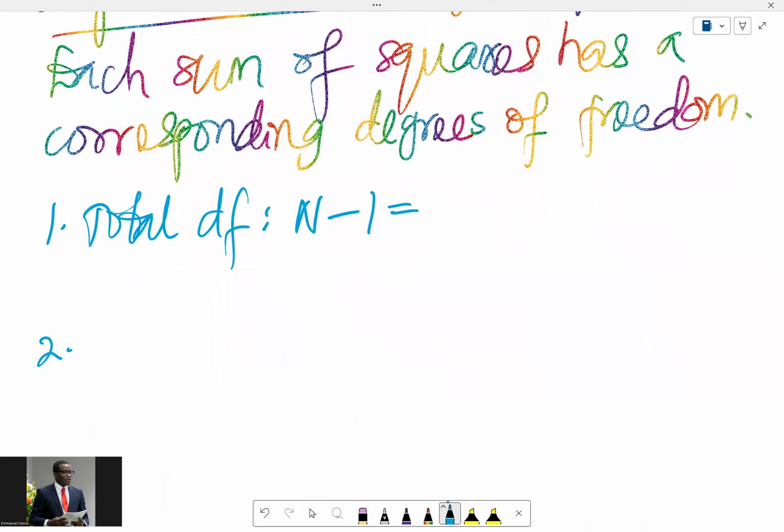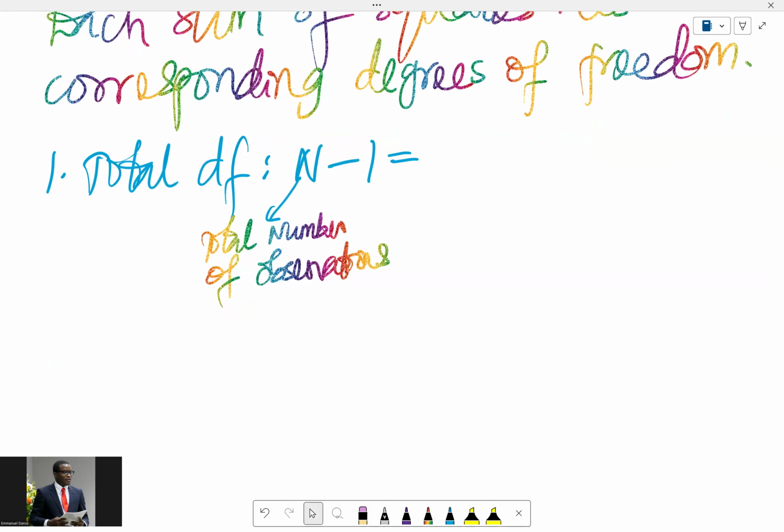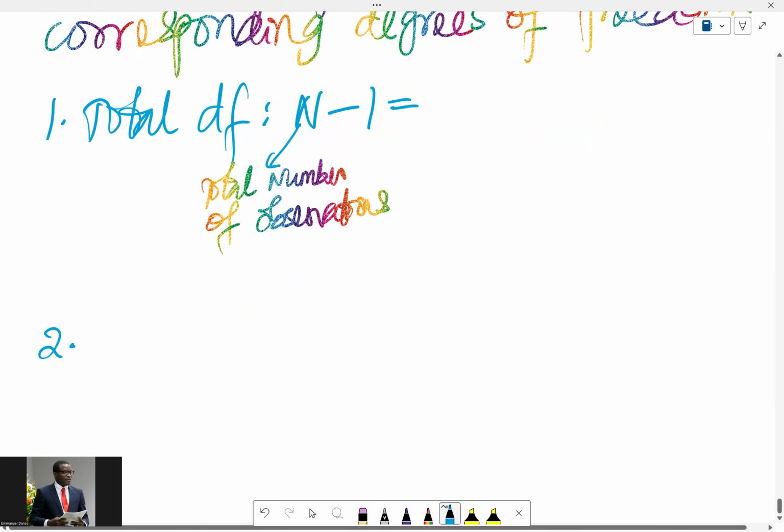I guess I have to do the meaning also. So n is the total number of observations. I think it's 20 in this case. Then number 2, I guess let me just fix everything at once, to avoid confusion, because there's a lot to deal with.